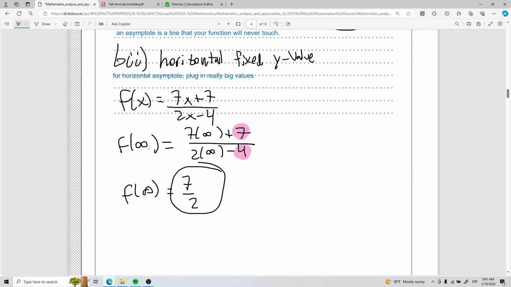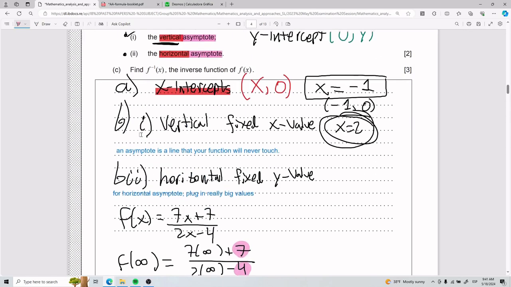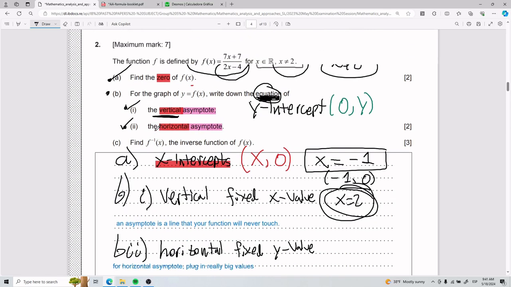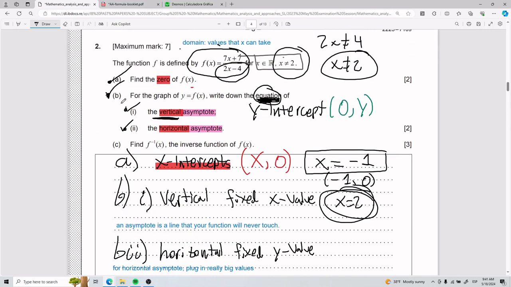See? So again, that was a little bit of a cheap way to do it, but for horizontal asymptote, it tends to be like that. It tends to be plugging in a very big number, and usually with a little bit of imagination, you can get there much quicker. See? So there it is for part B.